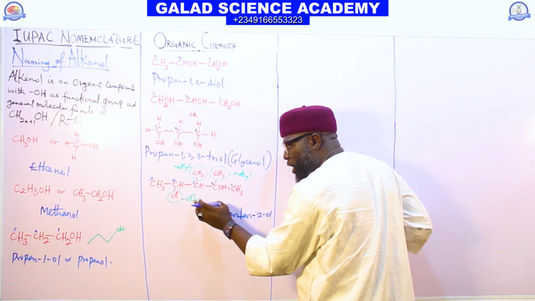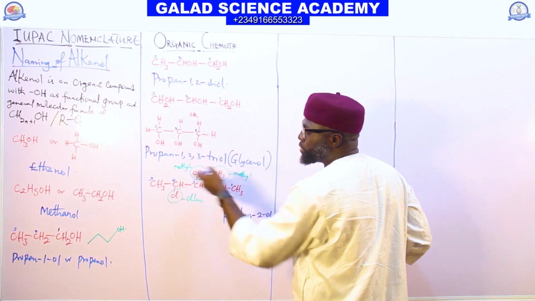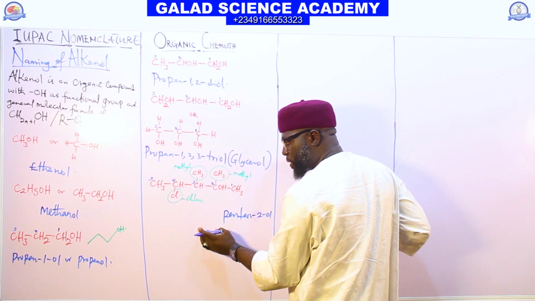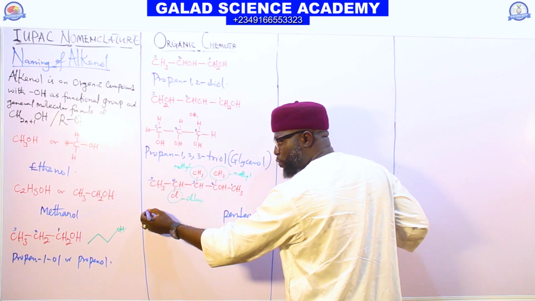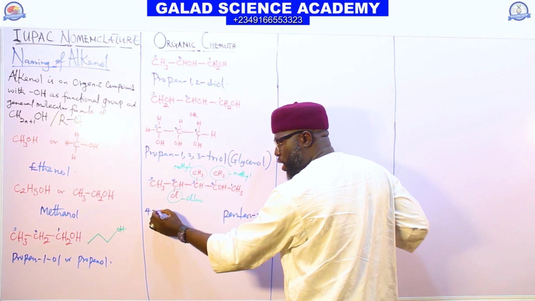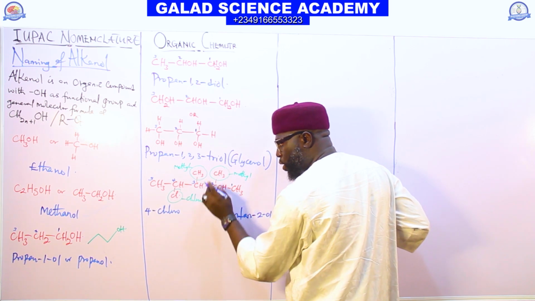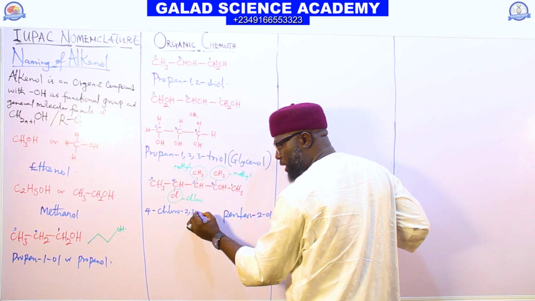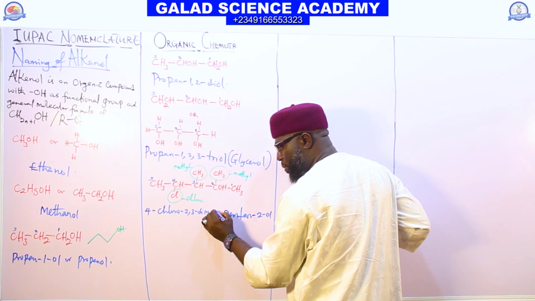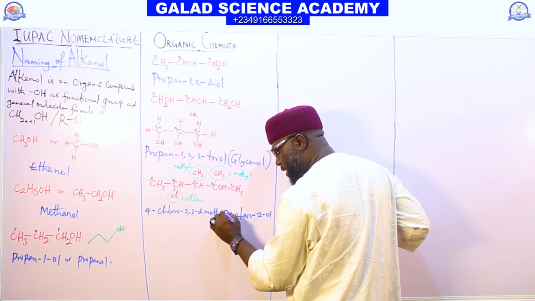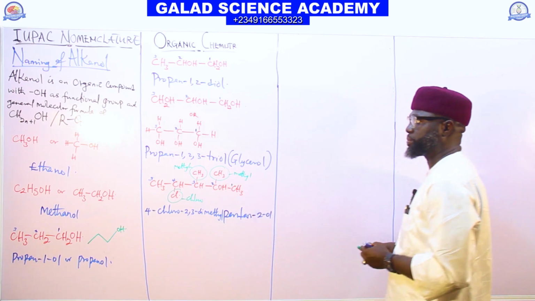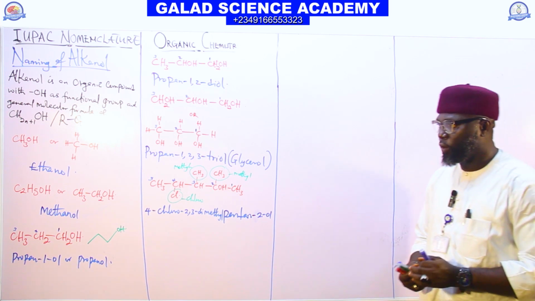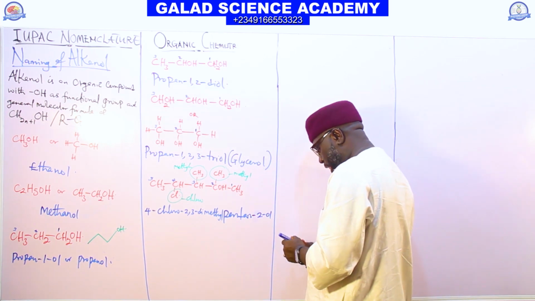The next thing is, between chloro and methyl, which one first? C before M. Chloro is at carbon 4. So you can now say 4-chloro-2,3-dimethylpentan-2-ol. That is the name of the compound.